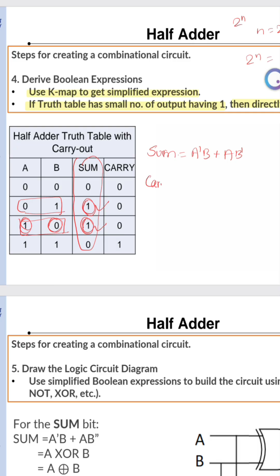Similarly, for calculating the carry, we have to find where the output is high. There is only one output that is high, and for which the inputs are 1 and 1 for A and B. So carry is equal to AB. These are our Boolean expressions for sum and carry.